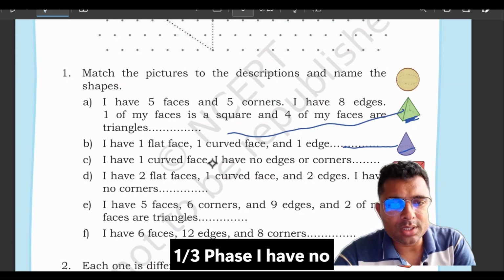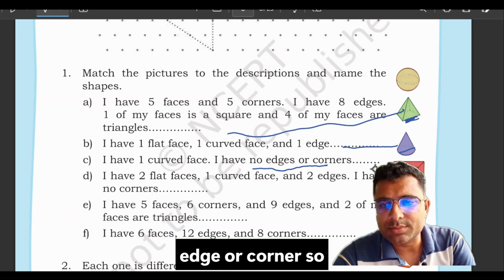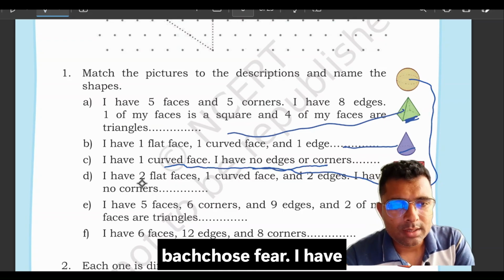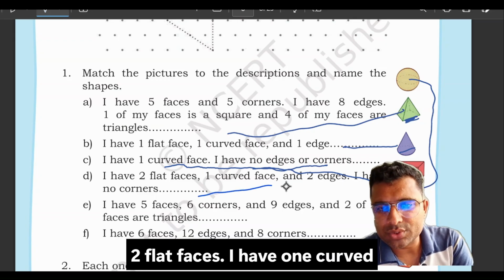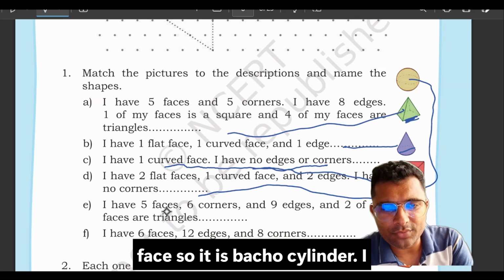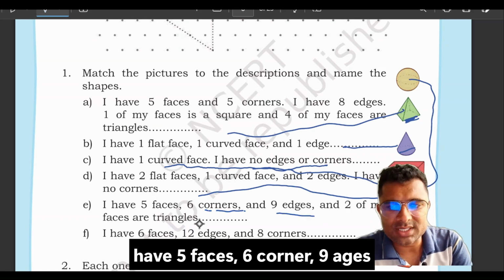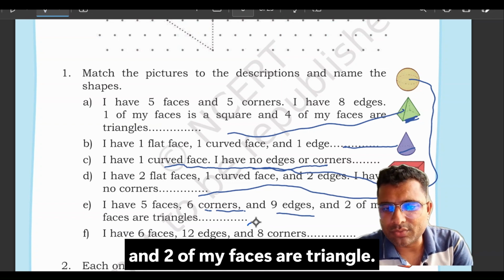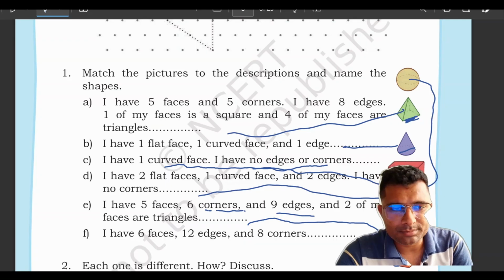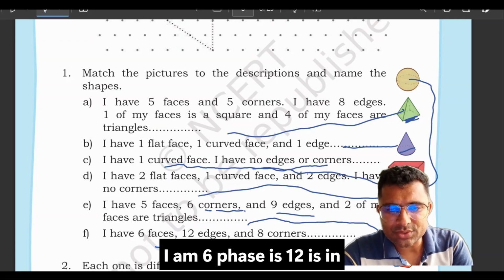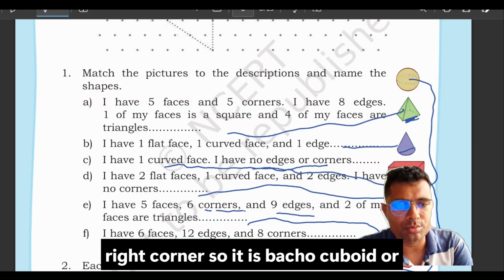I have one curved face, I have no edge or corner, so this is, bachcho, a sphere. I have 2 flat faces, I have one curved face, so it is, bachcho, a cylinder. I have 5 faces, 6 corners, 9 edges, and 2 of my faces are triangles, so it will be, bachcho, this triangular prism. I have 6 faces, 12 edges and 8 corners, so it is, bachcho, a cuboid or cube.